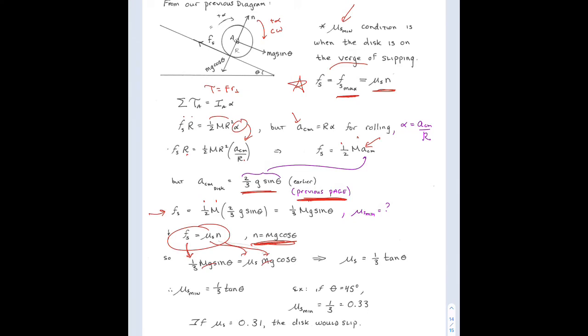So as an example, if that incline was at 45 degrees, right, tangent 45 degrees is 1, then that's the minimum value of the coefficient of static friction, okay? So it can be rough, and it'll roll, okay? It can be that smooth, but if I sand it down and make it smoother, if static friction is 0.31, then the disk would slip.